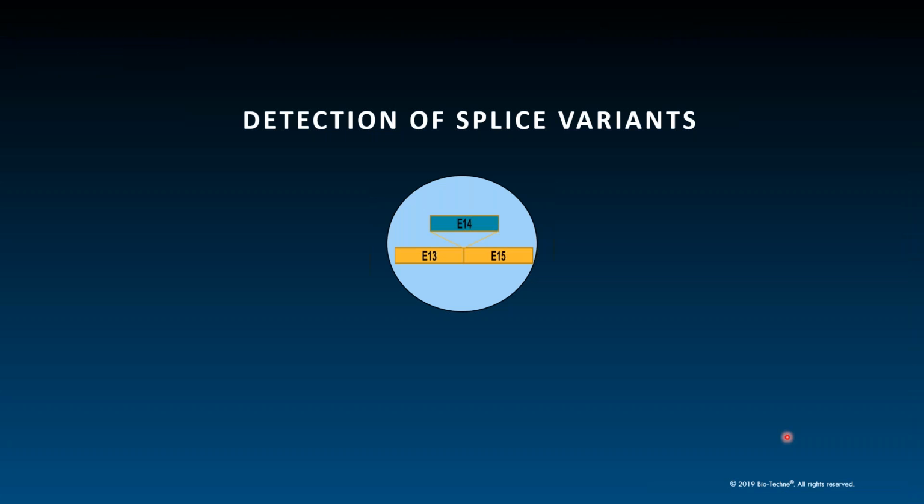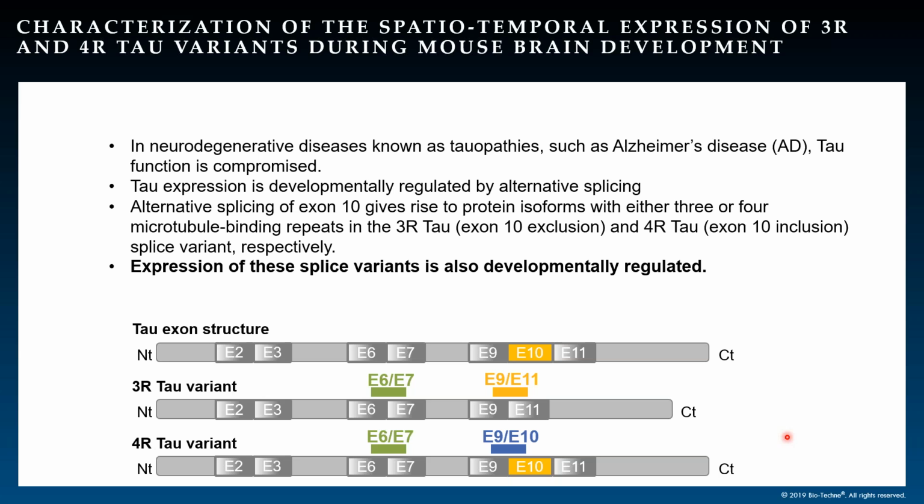So let's start by looking at a few examples of how this can be used for detection of splice variants. And in our first example, I want to talk to you about a very important application of this assay, which is to detect the splice variants or splice isoforms of the tau protein. Now, the tau protein has been implicated in a number of neurodegenerative diseases, including certain tauopathies, or Alzheimer's disease is an example, wherein the tau protein is aberrantly expressed.